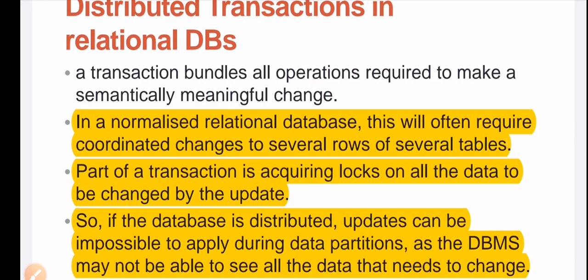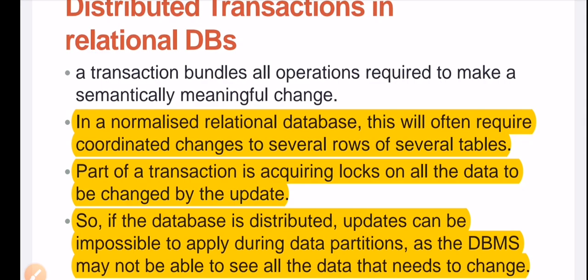Distributed transactions in relational databases. In a normalized relational database, this will often require coordinated changes to several rows of several tables, because sometimes we need to get data from different rows in different tables. So we need some kind of coordination and management system to do so.